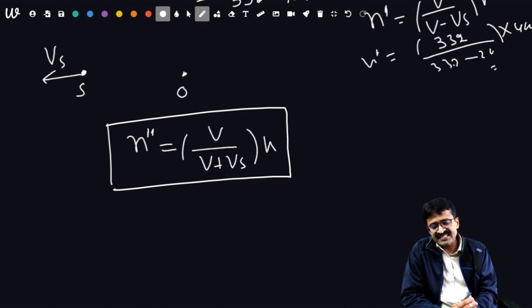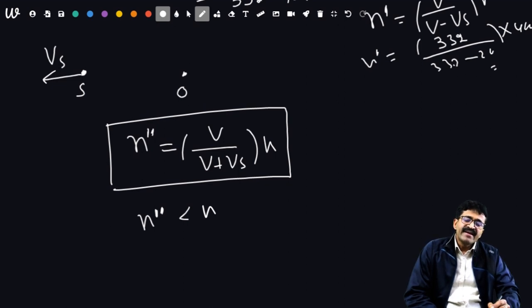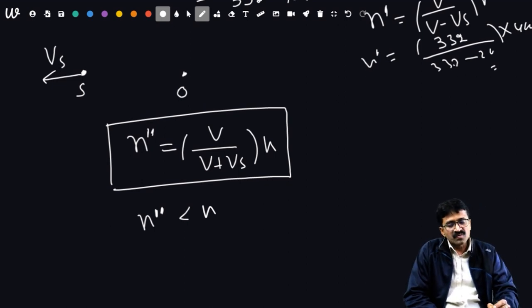Here again we see that N double dash is less than N. It means the frequency decreases whenever the source is moving away.